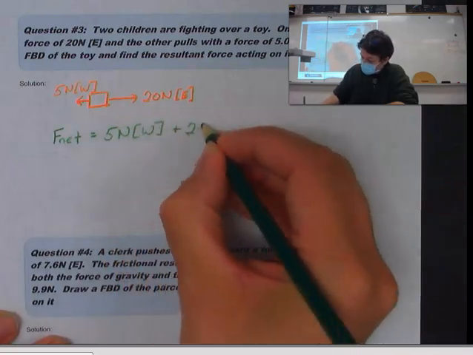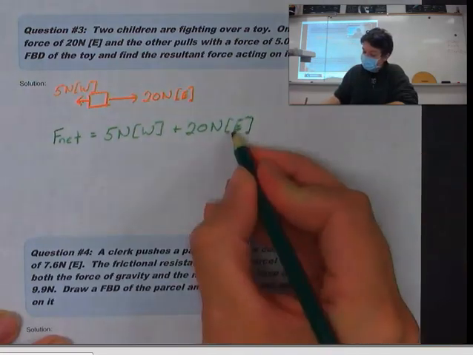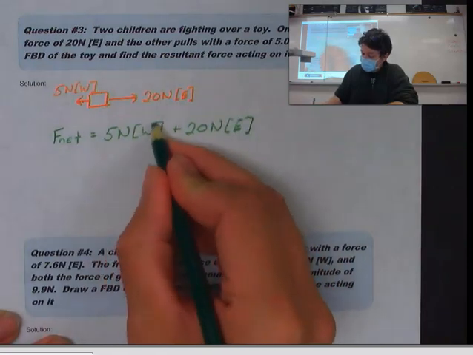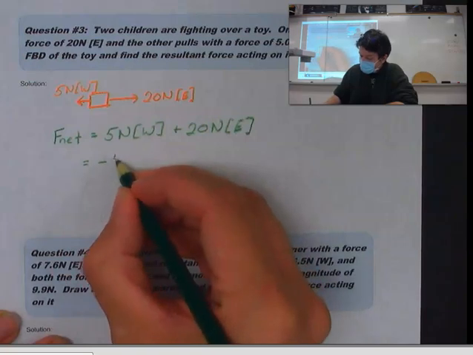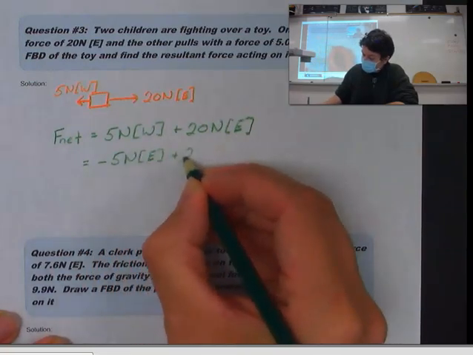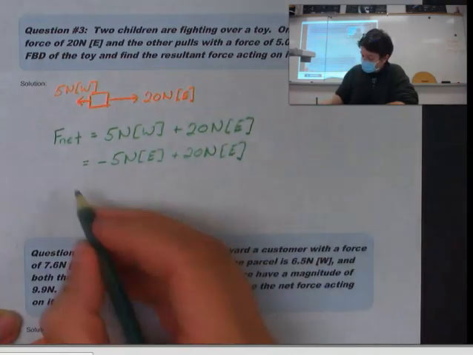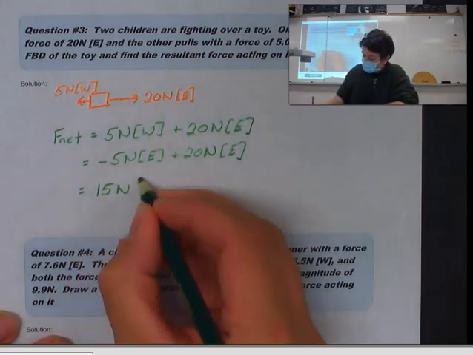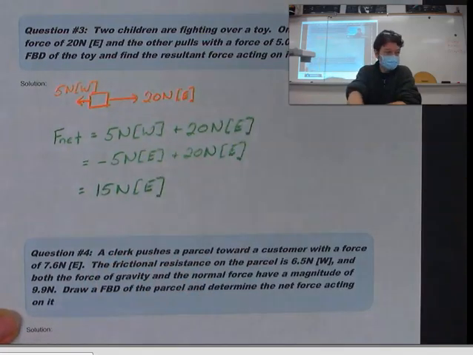plus 20 newtons east. Now again, you can't simply add 20 plus 5 because one's east and one's west. So what I'm going to do is change west, since it is the smaller number, and make it negative 5 newtons east plus 20 newtons east. Right? Now you can simply add them. So 20 minus 5 will get 15 newtons east. So that's our net force.